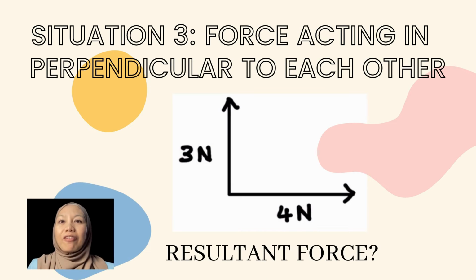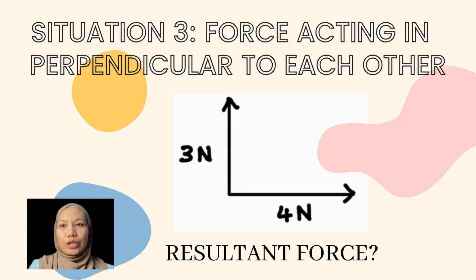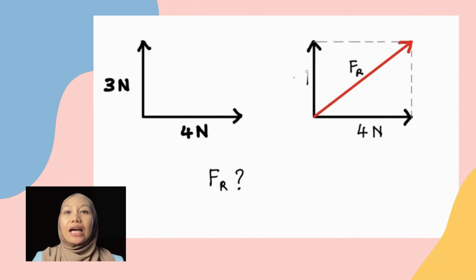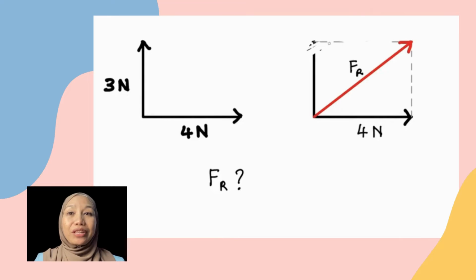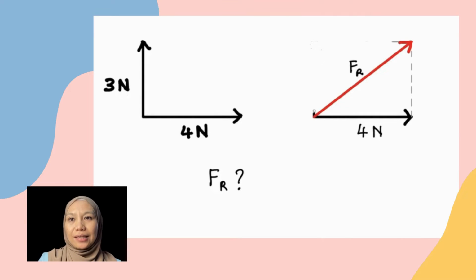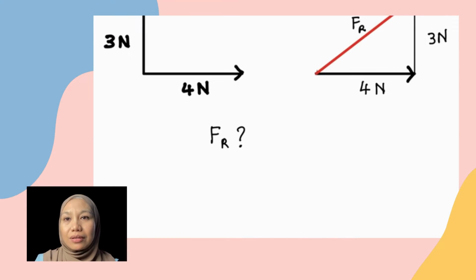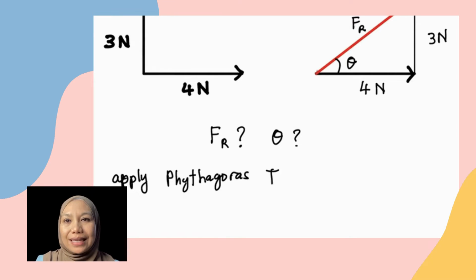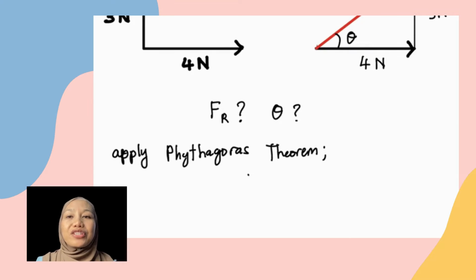Situation 3, forces acting in perpendicular to each other. In this question, a force of 4 Newton and 3 Newton is perpendicular to each other. When two force vectors are perpendicular to each other, their resultant force is drawn so as to make a right-angled triangle. In other words, the resultant force vector is the hypotenuse of the triangle.